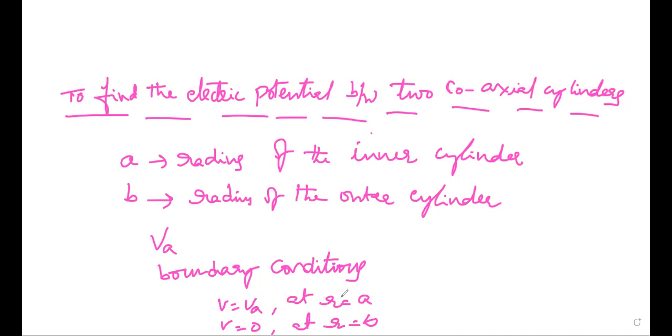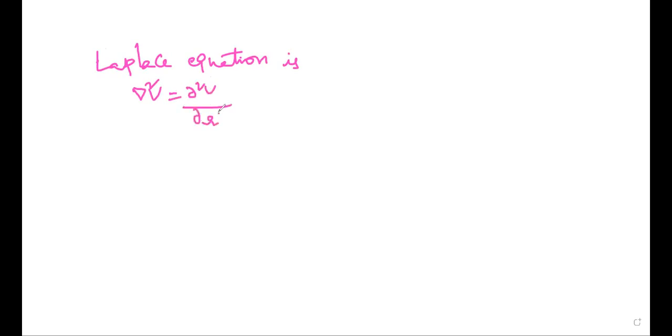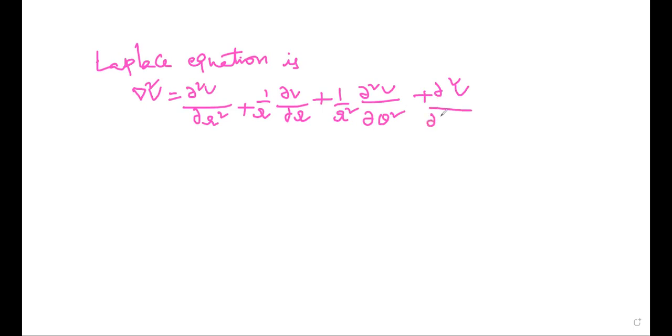So in cylindrical coordinates, the Laplace equation is del square V is equal to dou square V by dou r square plus 1 by r into dou V by dou r plus 1 by r square into dou square V by dou theta square plus dou square V by dou z square is equal to 0.